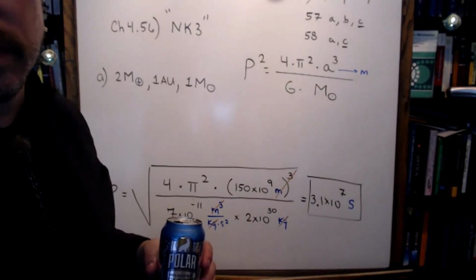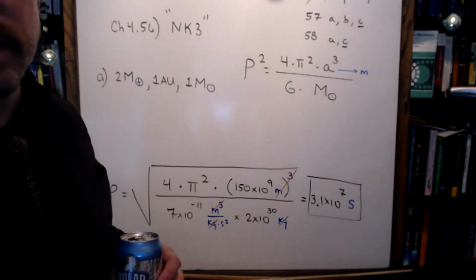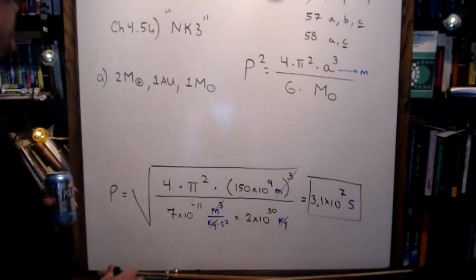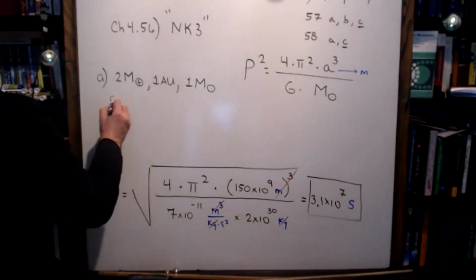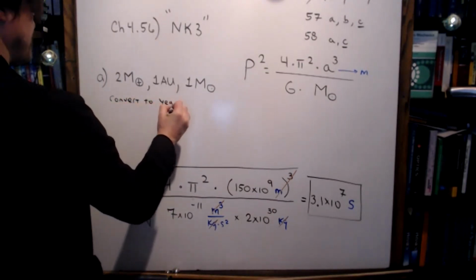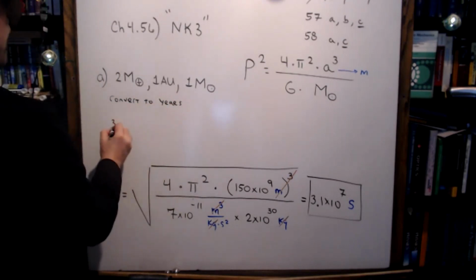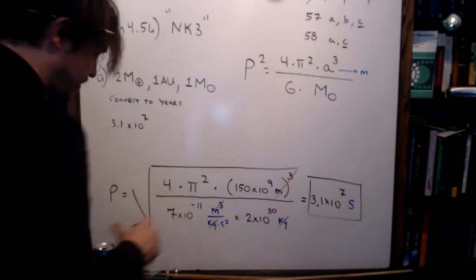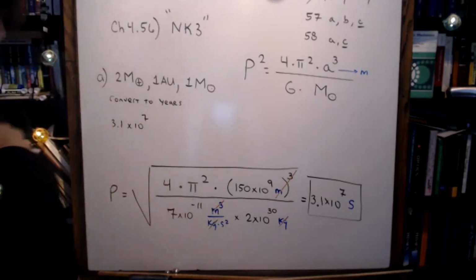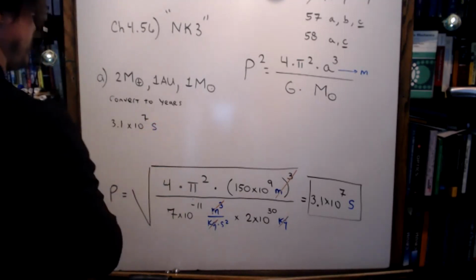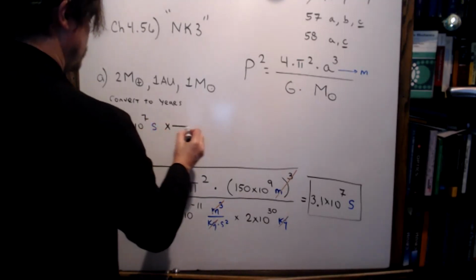So first step is write down the number to convert with its units. So what do I write down? You would write down 3.1 times 10 to the 7th seconds. Good. What's the second step? Second step is multiply by a division bar.